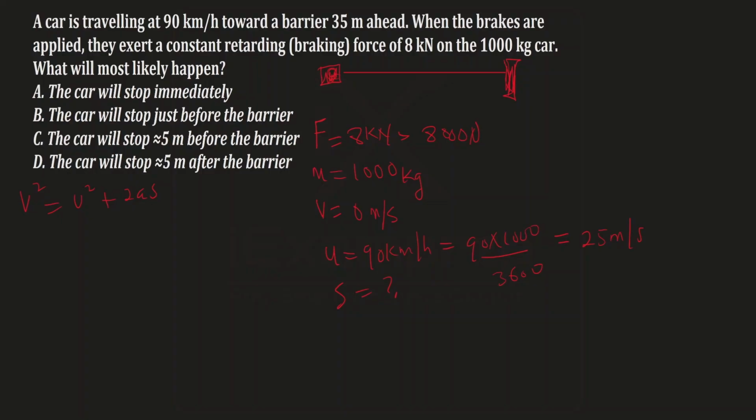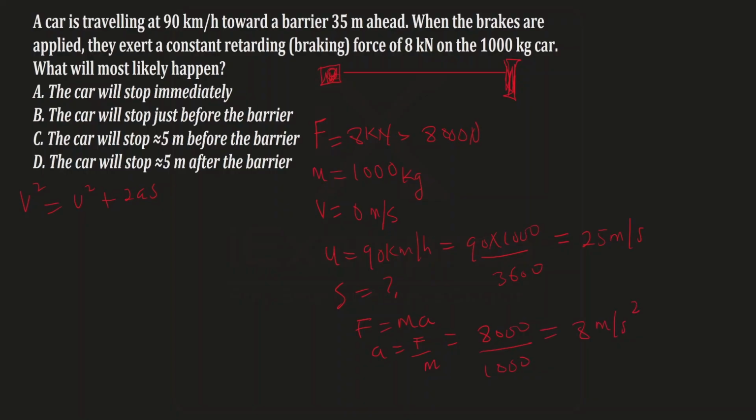Since we are given force and mass, we can simply use the equation F equals ma, because that's the equation connecting mass, acceleration and force. To make A the subject of the formula, we have F over m. The force is 8,000. The mass is 1,000. So 8,000 over 1,000 is 8 meters per second squared. That's the magnitude of the deceleration.